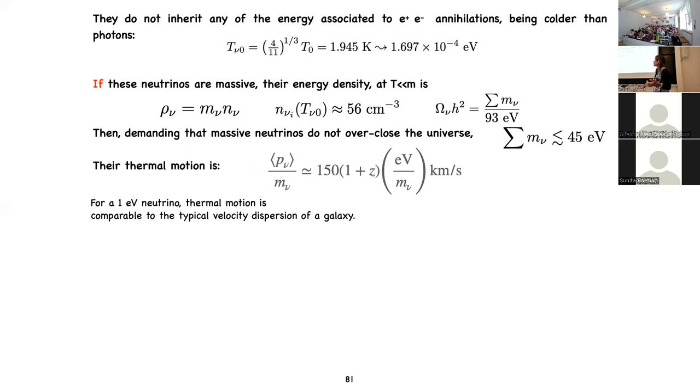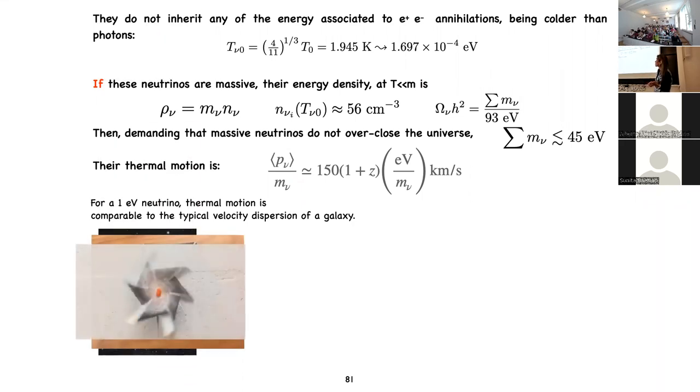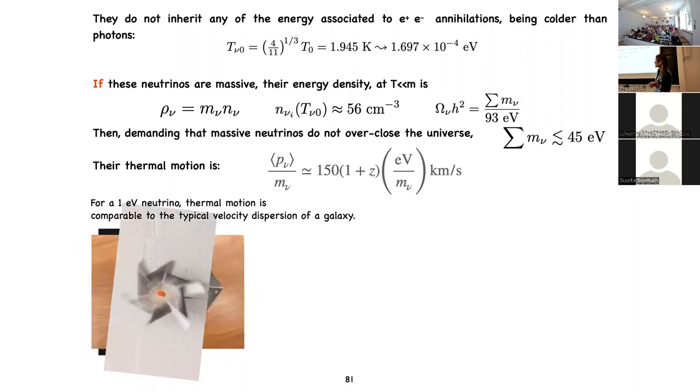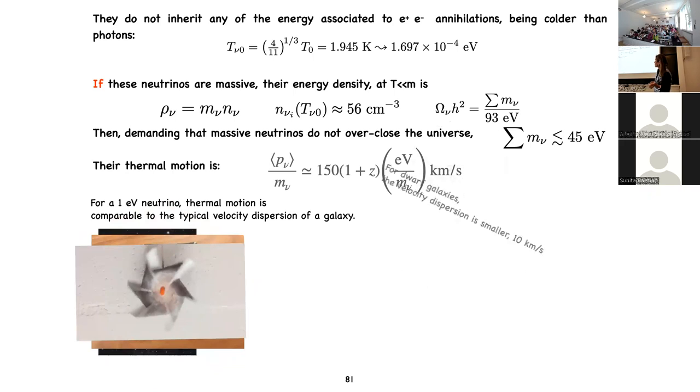It's very simple, right? So realize also that these neutrinos decoupled from the thermal bath when the temperature of the universe was MeVs. And these neutrinos are very light, so they decoupled when they were extremely relativistic. So for a 1 eV neutrino, the thermal motion is comparable to the typical velocity dispersion of a galaxy. Here I show you the pinwheel galaxy, okay? Here you can make your own pinwheel galaxy. I've done this with high school students. NASA has a program to build these nice things.